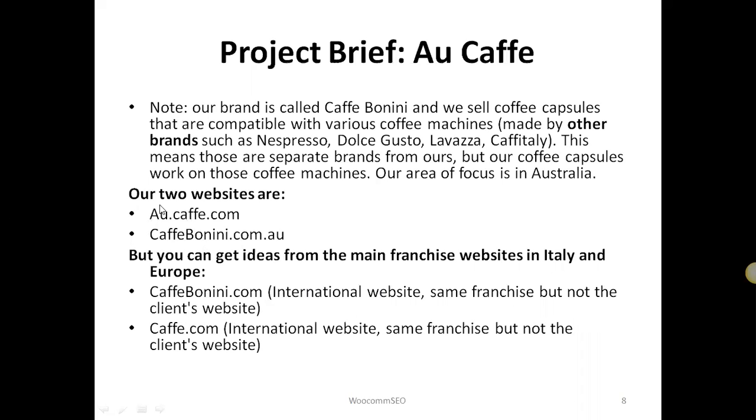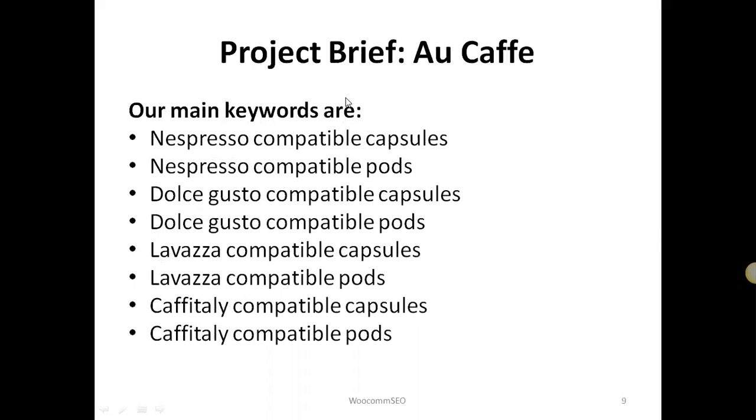So just to clarify, focus on these two here at the top, but you can get ideas from the two websites at the bottom. As part of the project brief, sometimes the main keywords will already be provided. Here are the main keywords in the project. Number one is Nespresso compatible capsules, and then there's the pods variation, and you also have Dolce Gusto compatible capsules and the pods variation. You have Lavazza compatible capsules and the pods variation, the Cafitoli compatible capsules and the pods. So these are the main keywords provided in the project brief.